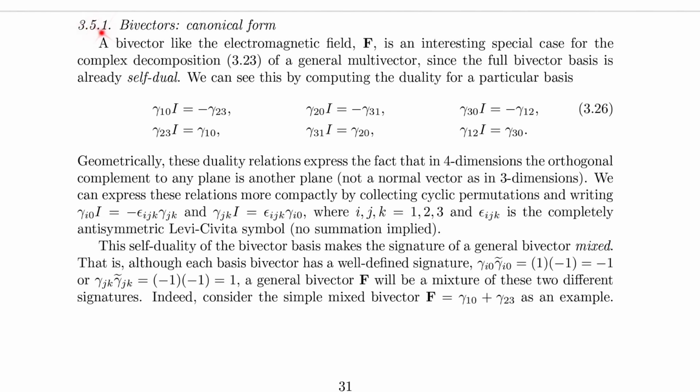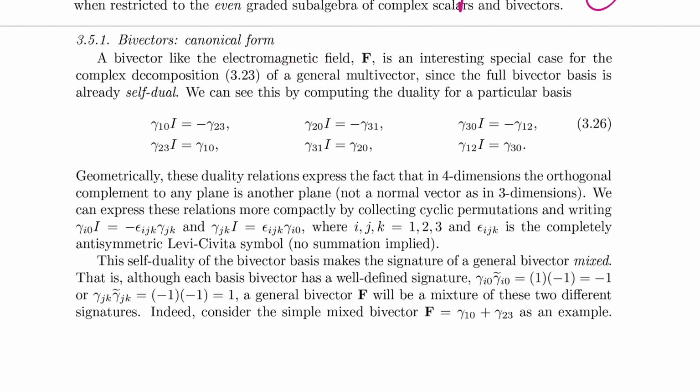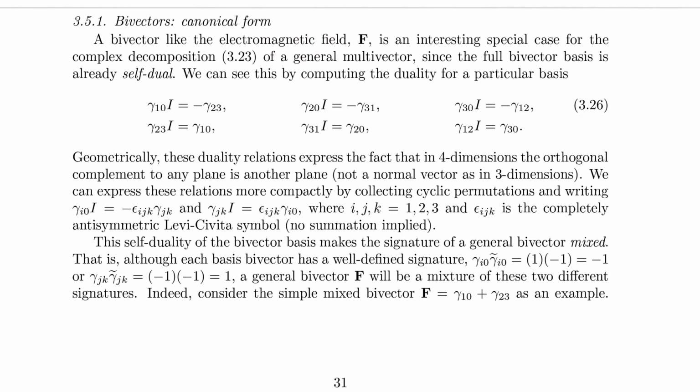All right, so let's go on to section 3.5.1. A bivector, like the electromagnetic field F. Now, notice they're anticipating that the electromagnetic field will be a bivector. This paper hasn't described why. We should know, because if we're reading this, we probably know about the differential form of electromagnetism, but understand that ultimately the electromagnetic field will be described by a bivector.